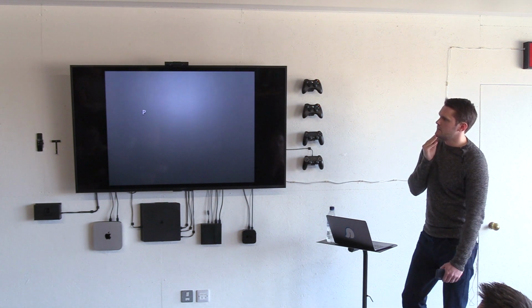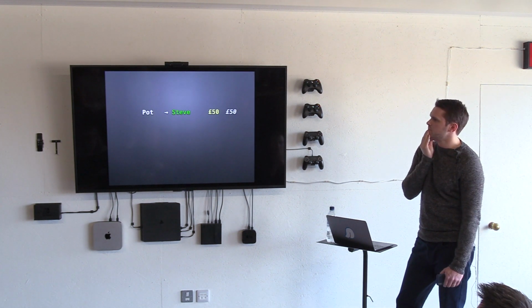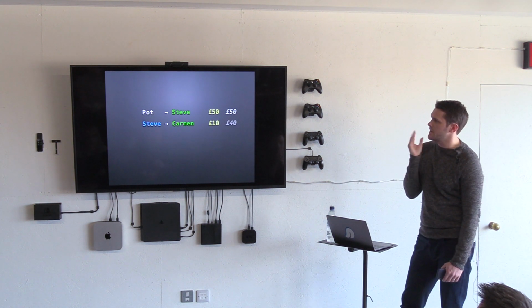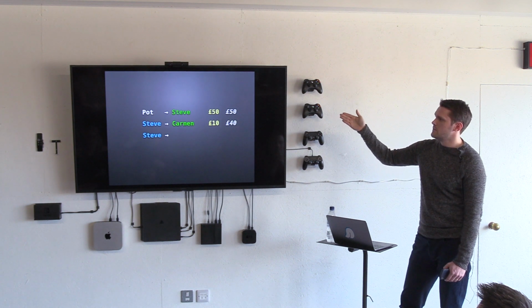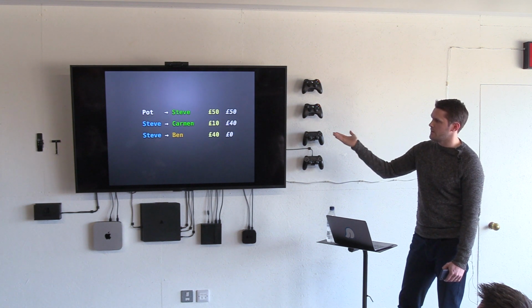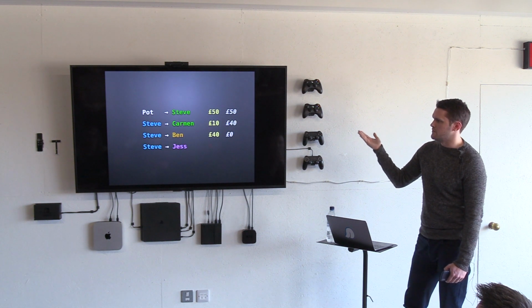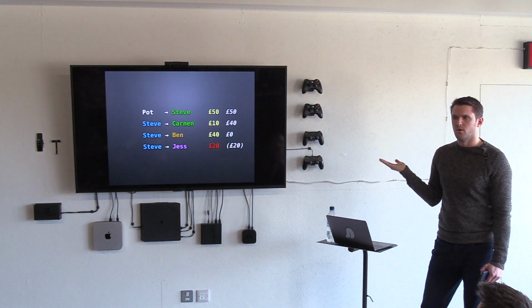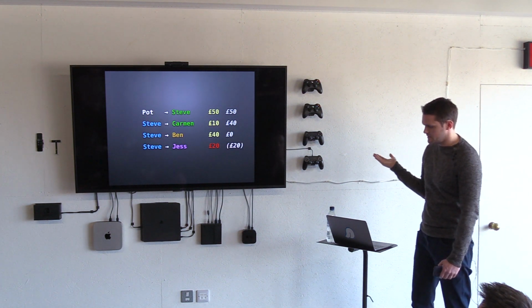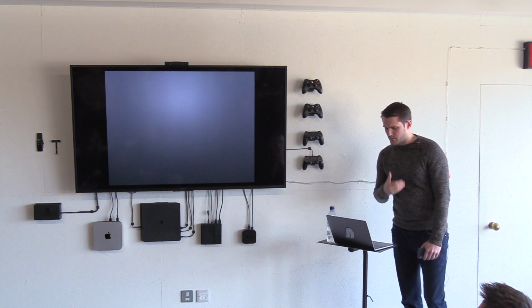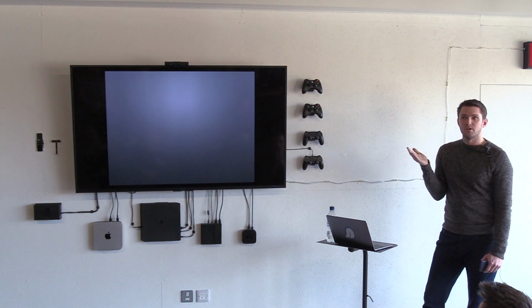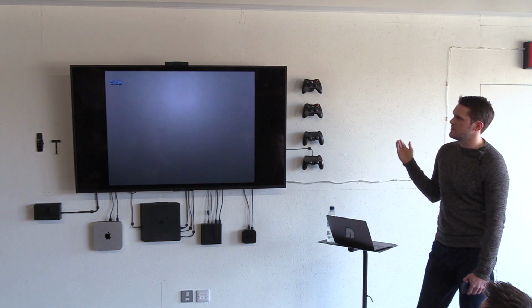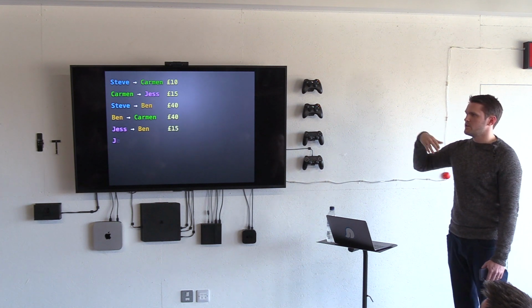So let's say, first of all, the pot pays Steve £50, and then Steve pays Carmen 10, so we know that Steve's got 40 now. Steve then owes Ben 40, so we know that his current balance is now 0. So if Steve then tried to pay Jess £20, he shouldn't be able to do that, because he's then taken more than what he currently had. So basically, we want to prevent him from doing that. But as long as we always keep track of the money in the pot and the money that anyone has in their account at any one time, then we can just run this ledger.